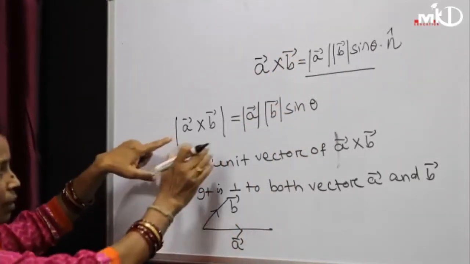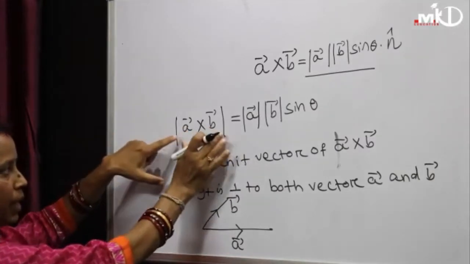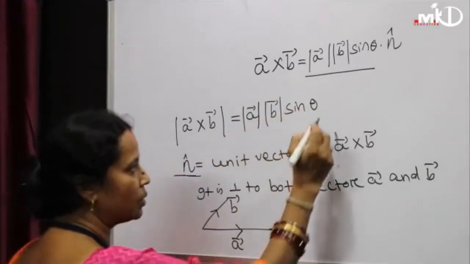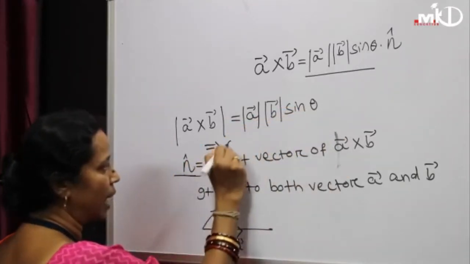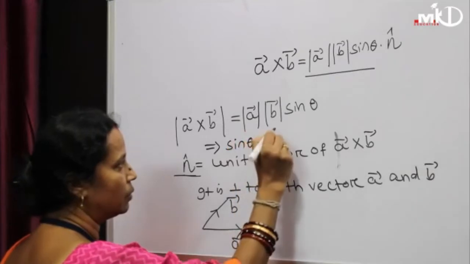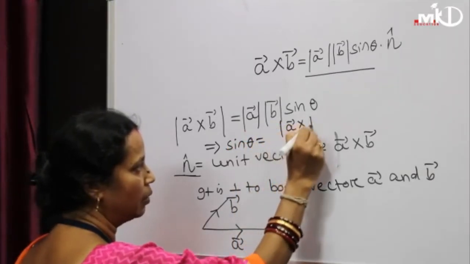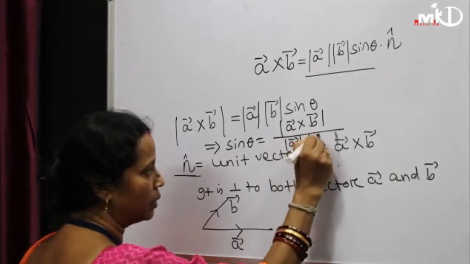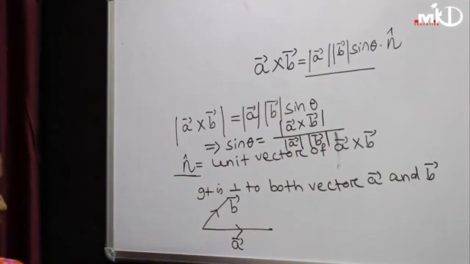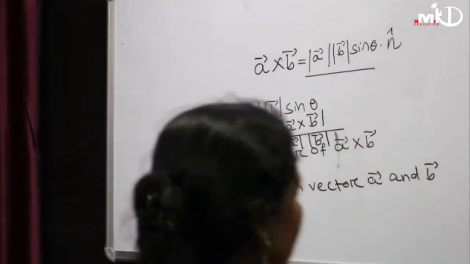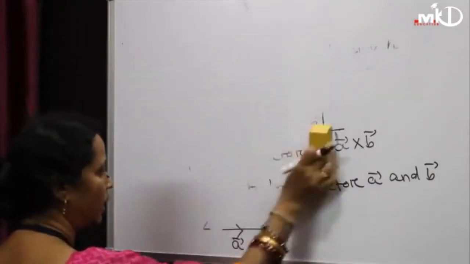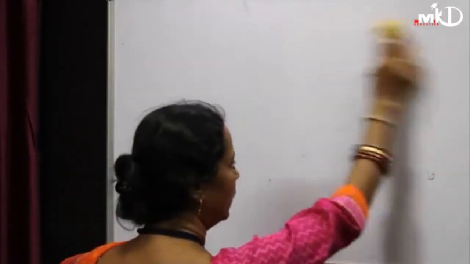So this is the vector product of two vectors. Now from this relation, modulus of A bar cross B bar is equal to modulus of A bar into modulus of B bar into sine theta. So we find sine theta is equal to the modulus of A bar cross B bar by modulus of A bar into modulus of B bar. Okay, so I think all of you are clear about the vector product. Now we study its properties.